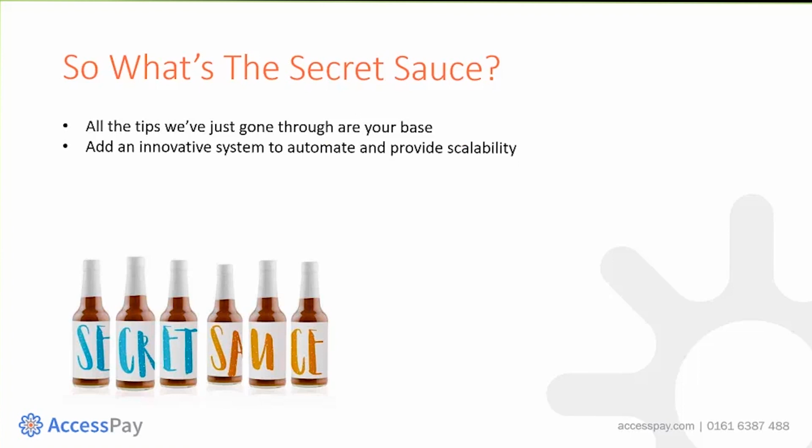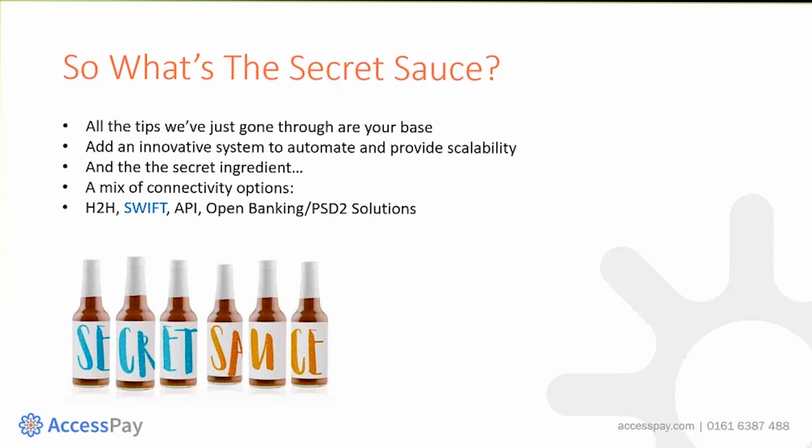Okay. And the secret ingredient, what makes the secret sauce so good? We thought long and hard around this one, and we said it's the mix of connectivity options. So James asked, how would a corporate, how would a client get this information and automate it from the beginning of their journey to the end? And I gave a number of solutions: host-to-host, Swift API, PSD2 solutions, to name a few.